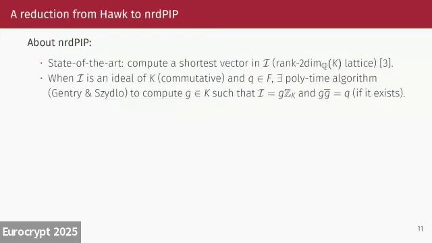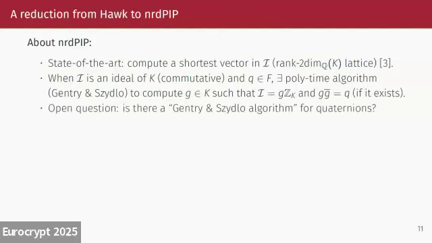Something important I would like to note is that when I is in fact not a quaternion ideal, but a commutative ideal, an ideal in K, and you are given Q in F, there exists a polynomial time algorithm due to Gentry and Szydlo and generalized by Lenstra and Silverberg. So an algorithm to compute a generator G of I with reduced norm equal to Q. Okay, so an open question is to see if there exists some adaptation of this Gentry-Szydlo algorithm for quaternions. This is an open question.